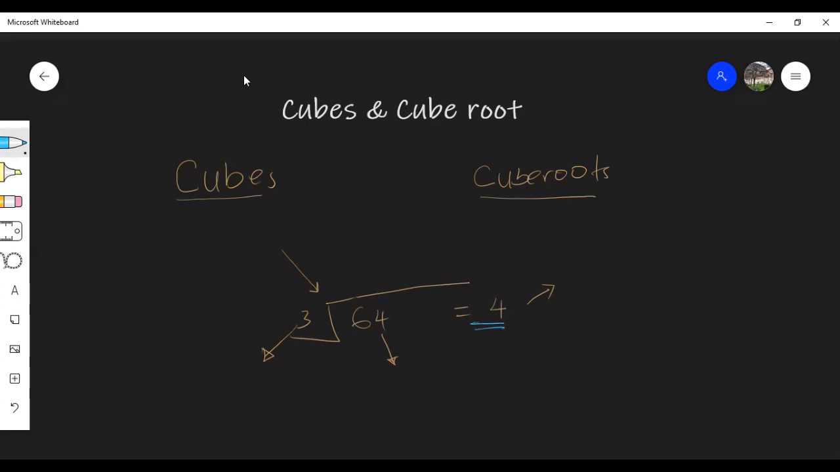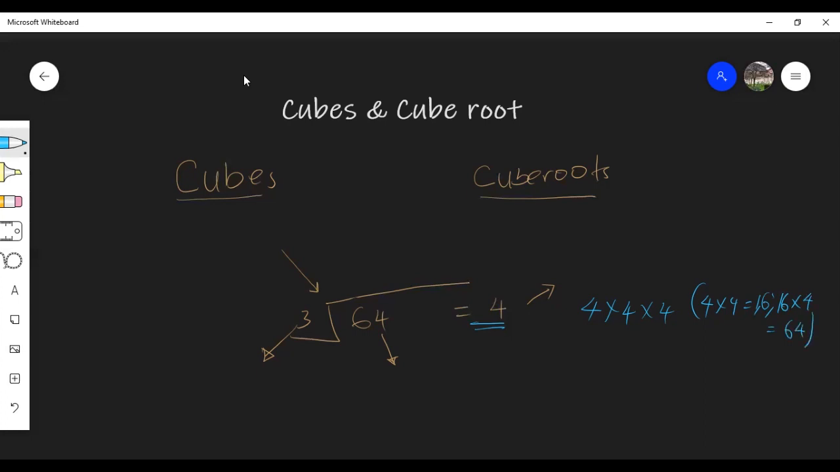So that basically means we have 4 multiplied by 4 multiplied by 4, which can also be 4 multiplied by 4, which gives you 16. And then you multiply that 16 by 4. And then that one gives you 64.